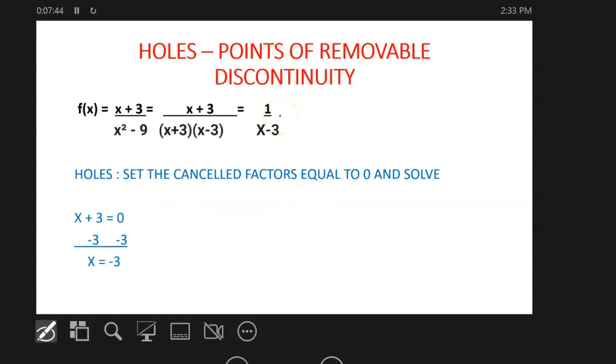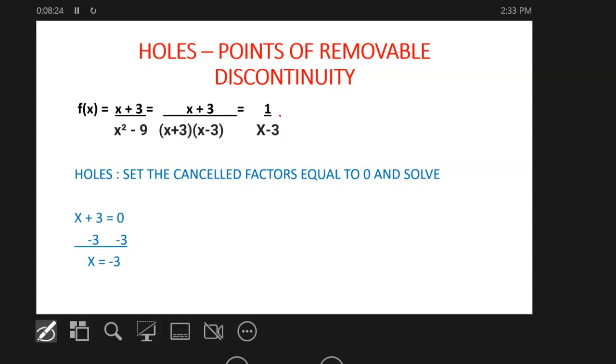Okay, and the last thing that I want to go over today is the definition of a hole. A hole in a graph is a point of removable discontinuity. Now, what does that mean? Discontinuity takes place when you have either vertical asymptotes or you have holes. So this graph we know is discontinuous at positive 3 and at negative 3 because those were our vertical asymptotes. But sometimes the vertical asymptotes will have that special name, holes.